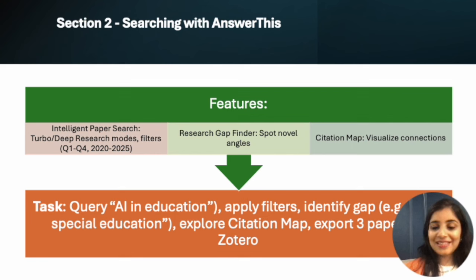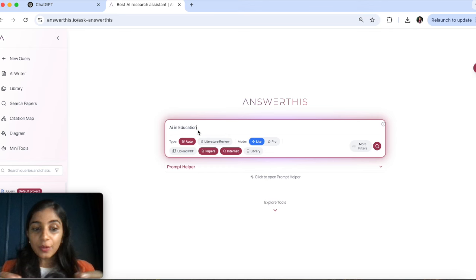Over here, which is AI in education, you can assume that I am also doing a literature review side by side. How I actually do it using AnswerThis is what I am going to show you. Always remember that there can be a variety of methods that can be used, but I believe that this is the best one.